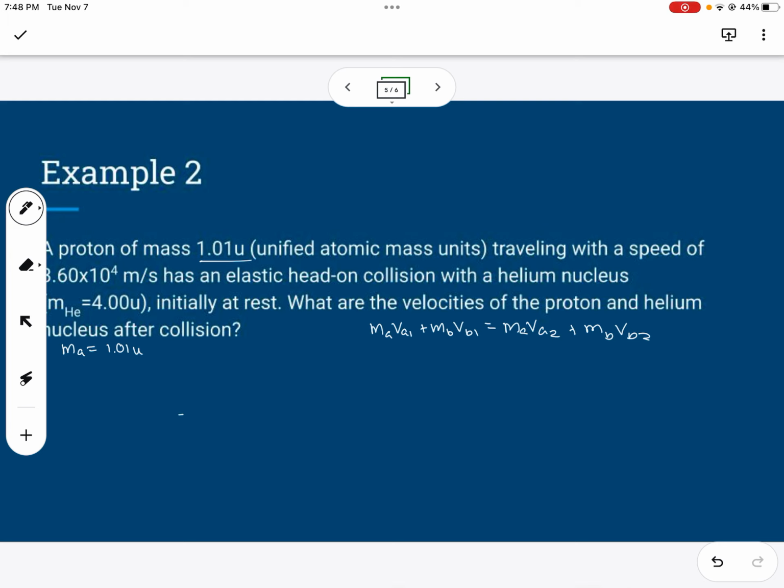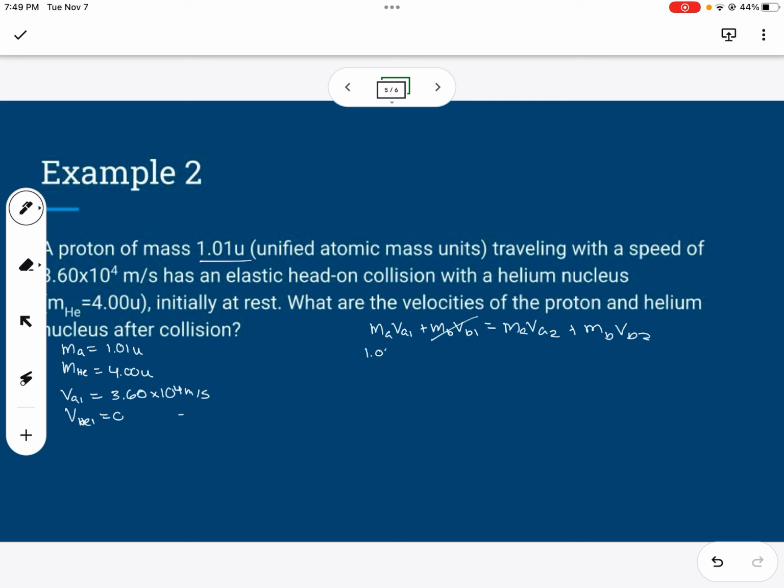So M of A, let's call A that proton, and then M of, let's use the helium symbol, is going to be 4.00 U. I know those two things. I know VA1 equals 3.6 times 10 to the 4th meters per second. I know VHE1 equals 0. We're going to solve using the same process as the last example. I have my two equations, so go ahead and plug in there. This term is going to cancel out because I'm initially at rest.